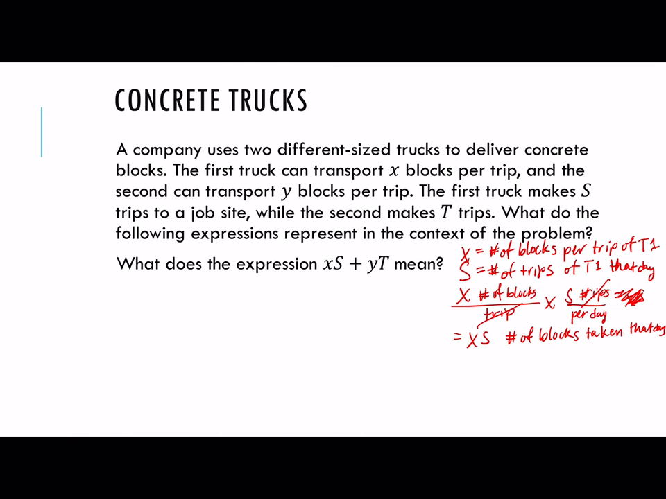So x times s is the total number of blocks taken that day. Similarly, we can do y times t: y number of blocks per trip times t trips per day is equal to y times t, the number of blocks taken that day.